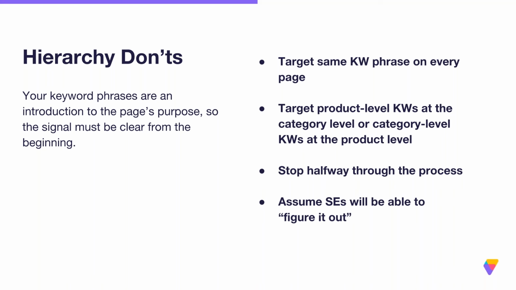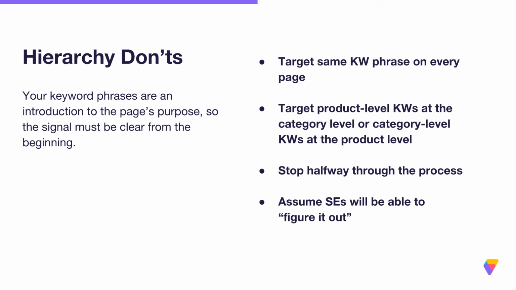As Katie said as well, make sure that you're targeting category and product level keywords appropriately. So don't target a product level keyword at the category level or vice versa. In her example, we had men's V-neck shirts, which is a more broad term, more appropriate for a category page, whereas men's baby blue V-neck shirt is product specific and makes more sense on a specific product page itself.